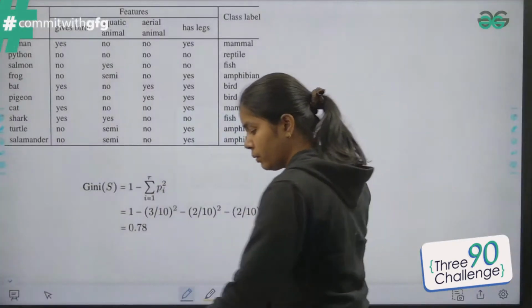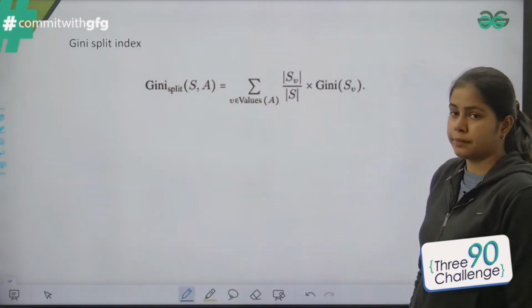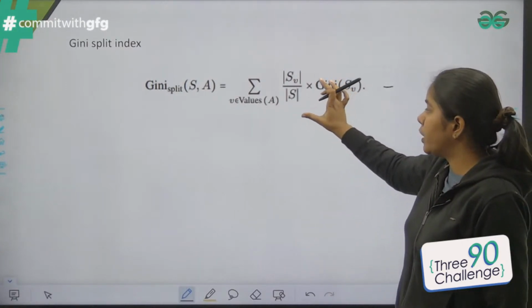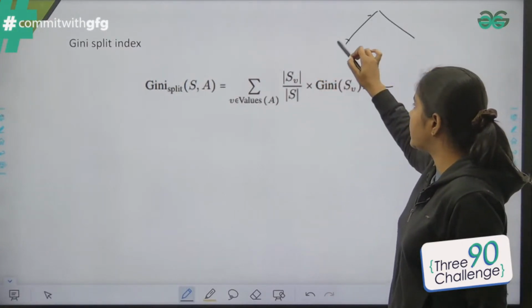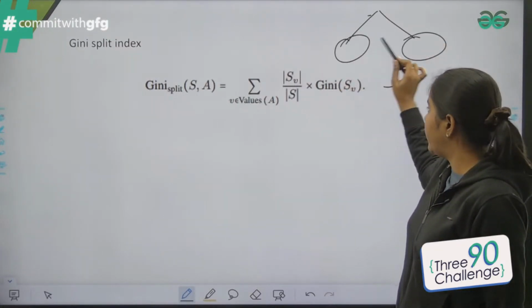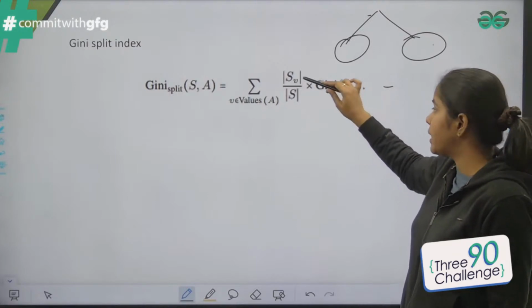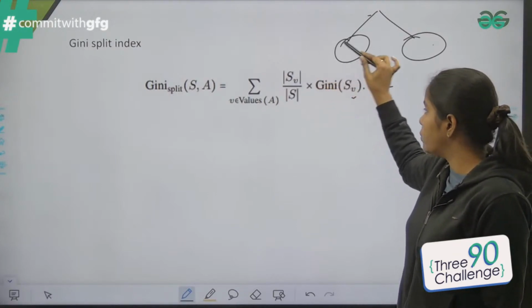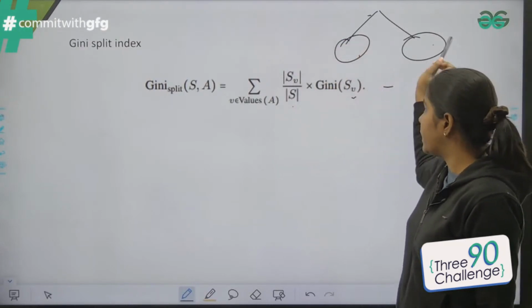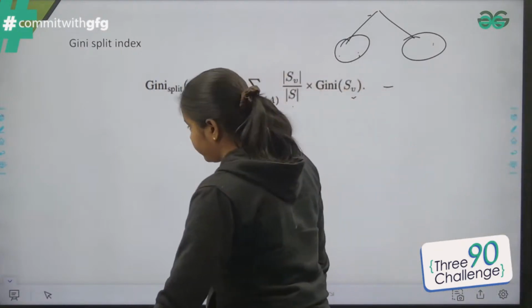Similarly, for this gives birth column, we'll find the Gini split index, right? Again, what is Gini split index? We'll divide it into two data sets, gives birth or not gives birth. First I'll find the Gini index of each subset, then multiply it by the number of values in this subset and divide by the total number of values in my data set. Then I'll take a summation for both divisions, and I'll get my Gini split index, right?